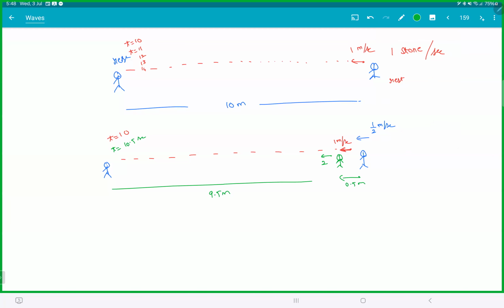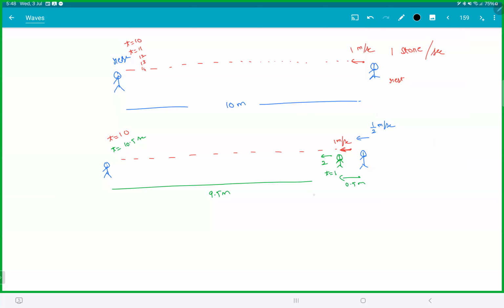Is that making sense? The first stone is thrown at t equal to 0. The second stone is thrown at t equal to 1. I am throwing the stone at t equal to 1, but it will take 9.5 seconds to reach the other person. So it is 1 plus 9.5. It will reach the other person at 10.5.